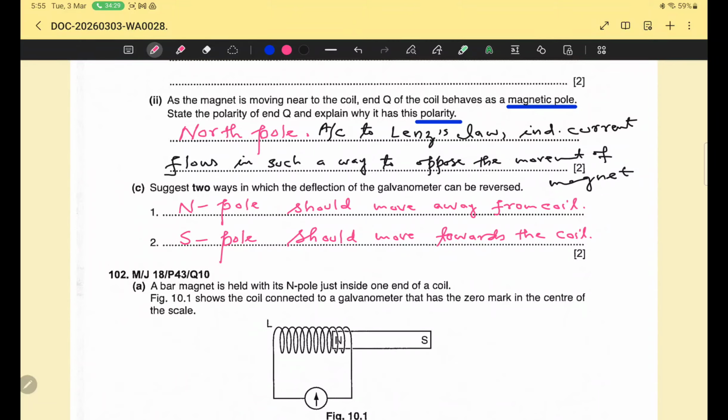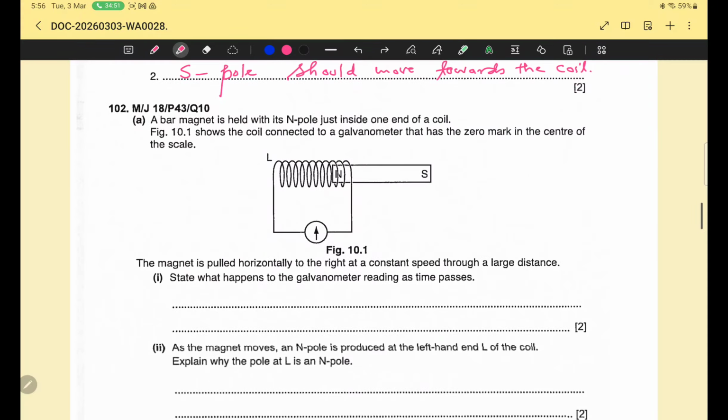So we can make these two changes to produce deflection reverse. The question is deflection reverse. So you can change the direction of North Pole, and you can reverse the polarity of the magnetic pole.